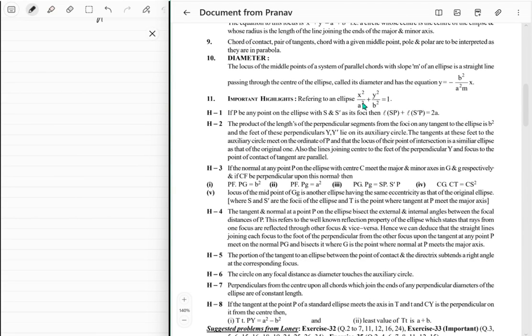Anything else? Important highlights for the ellipse x squared upon a squared plus y squared upon b squared equals 1. If P is any point on the ellipse with S and S dash as its foci, then SP plus S dash P, we already know that. The product of the lengths of perpendicular segments from the foci, oh yeah, that's important. This is equal to b squared. And the feet of the perpendiculars lie on the auxiliary circle. The tangents at these, let's just say it involves a lot more calculation.